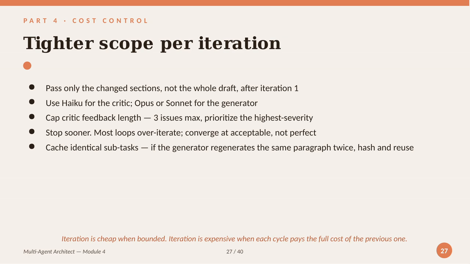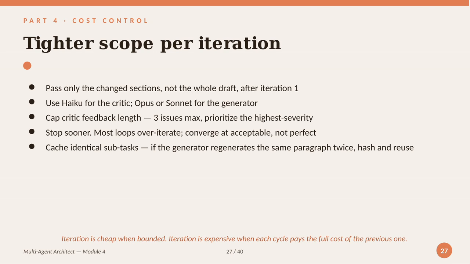3. Cap critic feedback length. 3 issues max, prioritized by severity. The critic doesn't need to list every nit. It needs to surface what matters most. Capping the critic's output also caps the generator's next iteration input. 4. Stop sooner. Most loops over-iterate. Converge at acceptable, not perfect. The generator at iteration 5 is rarely meaningfully better than the generator at iteration 3. Usually it's just chasing tail-end critic preferences.